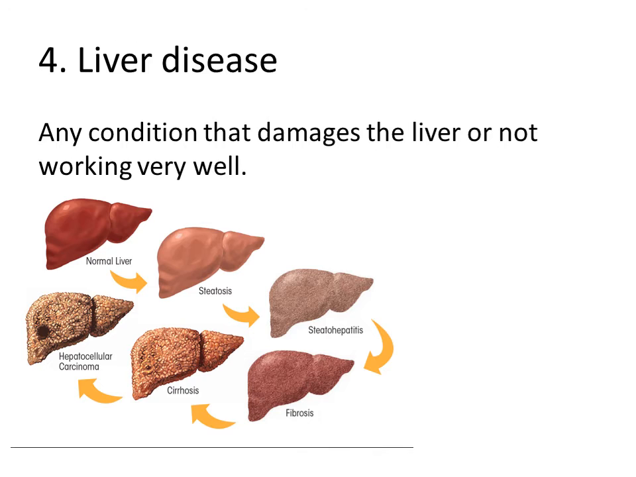So the last chapter is liver disease: any condition that damages the liver or stops it from working very well. Basically, these are the stages of liver disease. The first one is a normal liver. The second one is fatty liver disease, too much fat, which we just talked about in the video. And then the next one starts to form scar tissue.